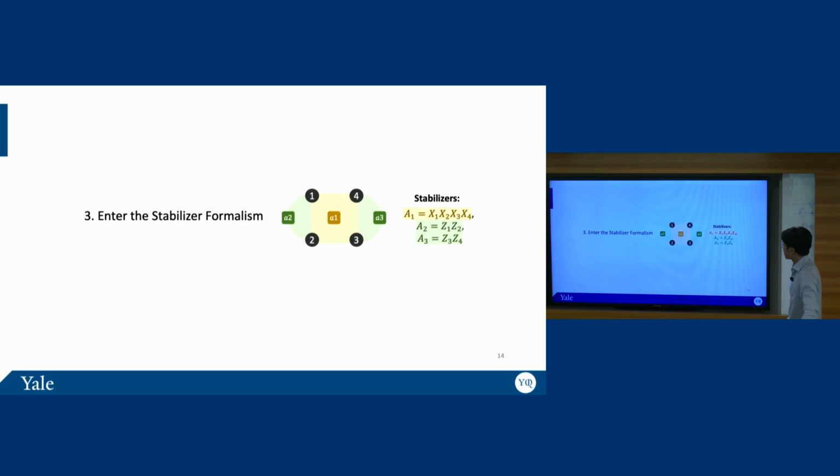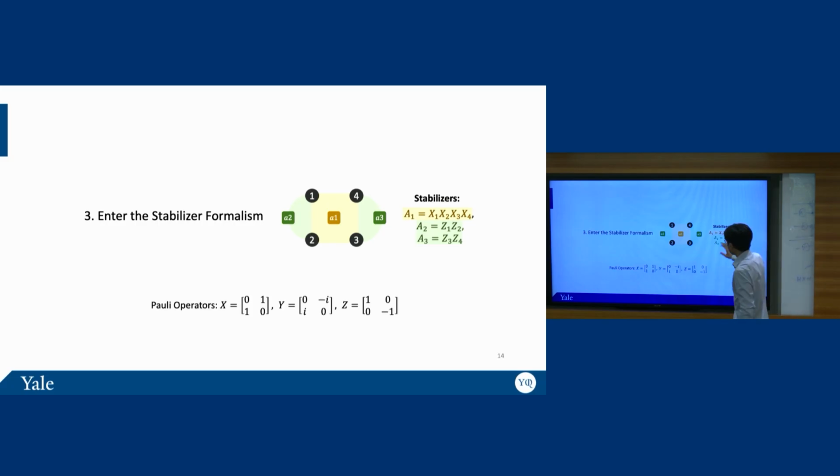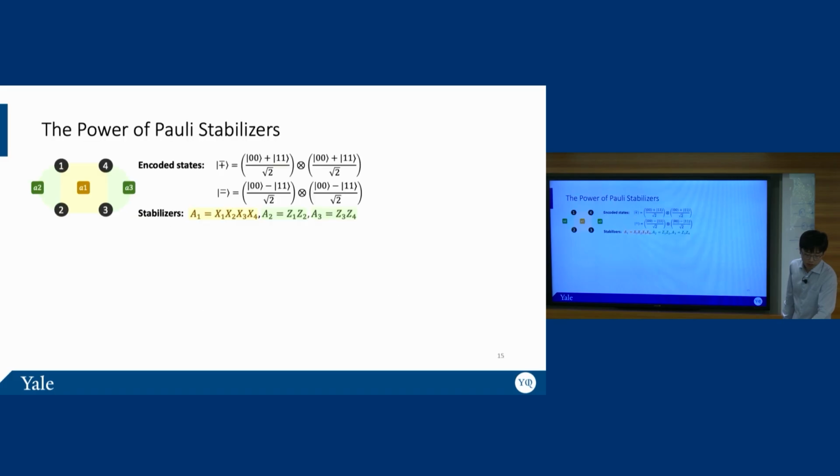So this formalism is based on Pauli stabilizers. They are constructed from Pauli operators defined by these matrices. And the properties of these Pauli matrices are so nice that we can very cleanly analyze the capability or the effectiveness of error correction. To understand the power of stabilizers, let's take a closer look at this 4-qubit code and then try to generalize from there.